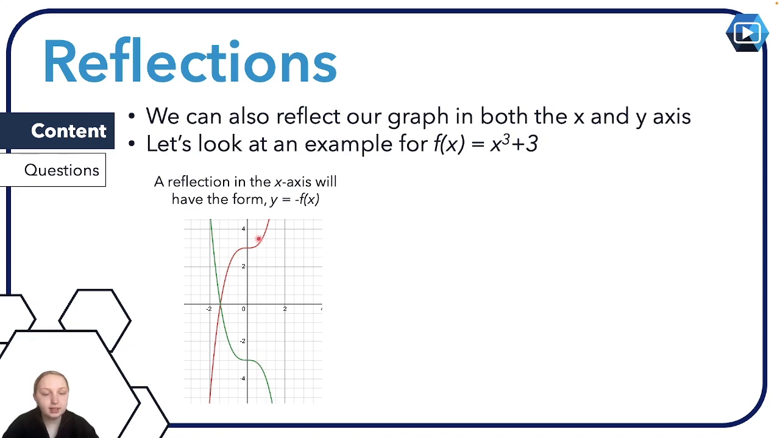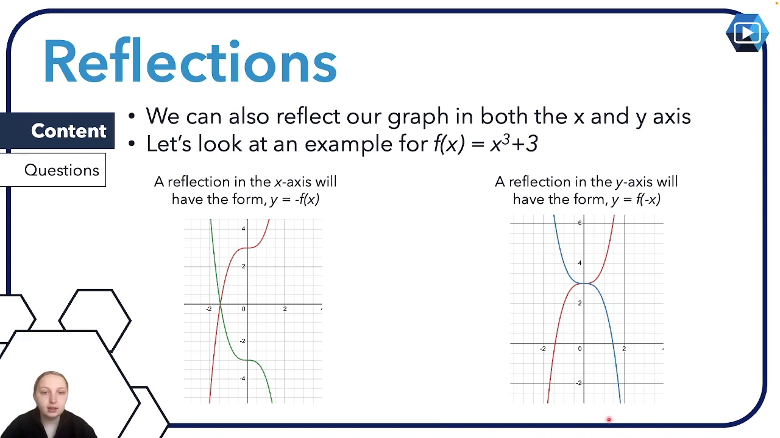And we have reflected this entire graph in the x-axis. Then on the contrary, our reflection in the y-axis will have the form y equals f of negative x. Here, considering this red line again as our original function of f(x) equals x cubed plus 3, the function y equals f of negative x is a reflection about the y-axis.